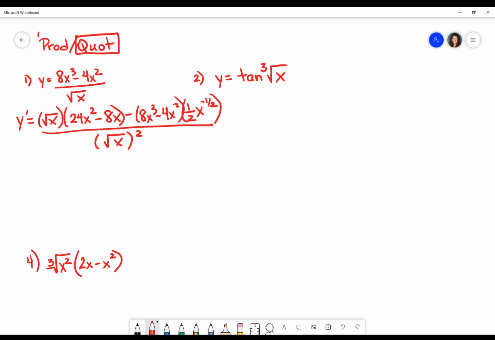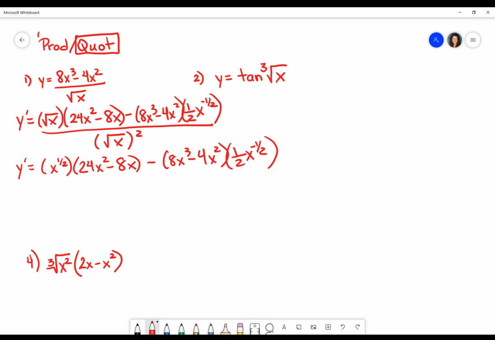Now I have to do some simplification. And you know what? I'm not going to do too much here. I could spend forever simplifying this beast. You know what I might do is I might just use my rules of exponents. Like this is x to the 1/2, 24x squared minus 8x. And then this is 8x cubed minus 4x squared. And then it's 1/2 x to the negative 1/2, all over square root of x squared, which is just x.